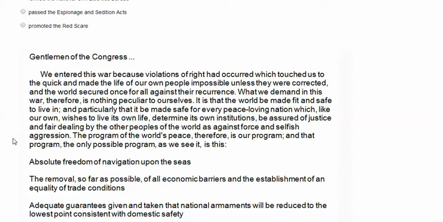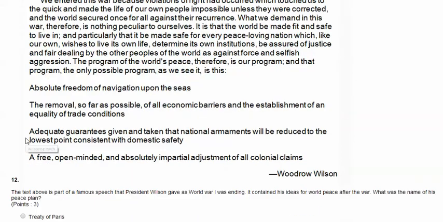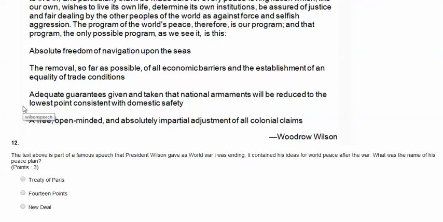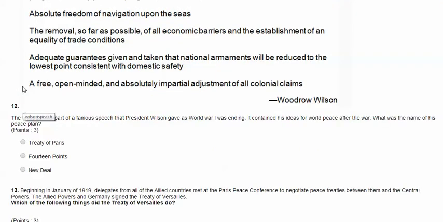The program of the world's peace, therefore, is our program, and that program, the only possible program as we see it, is this: absolute freedom of navigation upon the seas, the removal, so far as possible, of all economic barriers, and the establishment of an equality of trade conditions, adequate guarantees given and taken that national armaments will be reduced to the lowest point consistent with domestic safety, and a free, open-minded, and absolutely impartial adjustment of all colonial claims.